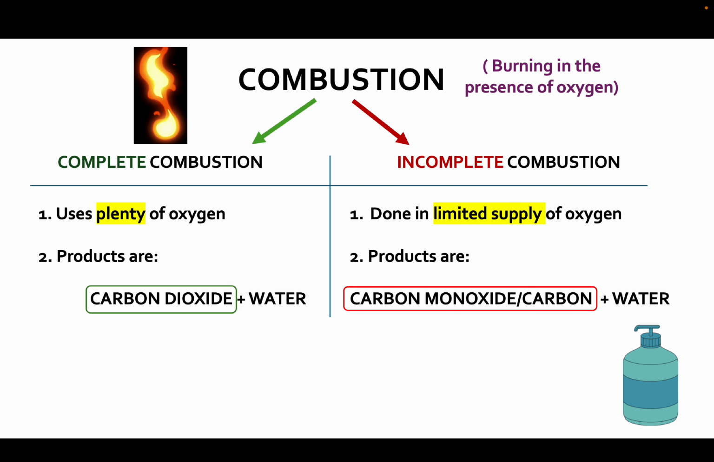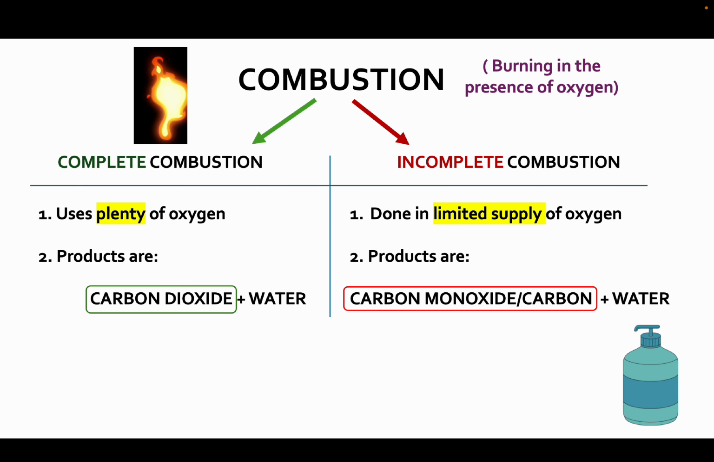Complete combustion uses plenty of oxygen, and the products that you make are carbon dioxide and water. Incomplete combustion is done in a limited supply of oxygen, and the products are carbon monoxide or carbon and water. So why is it that in one we make carbon dioxide, whereas the other one we make carbon monoxide or even just carbon? It goes back to the first point.